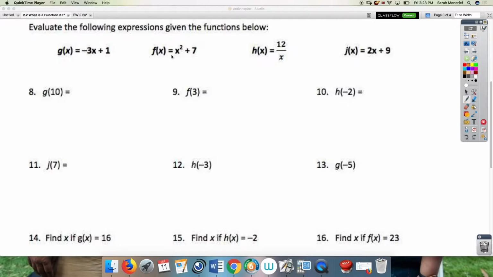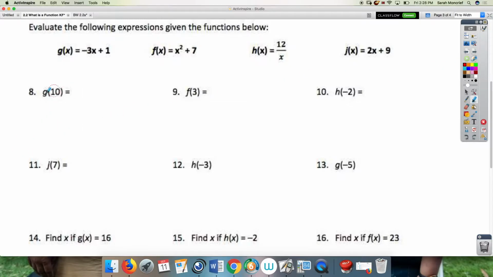Now, looking at 8, it says g of 10. Which of these functions, the first one, the second one, the third one, or the fourth one, do we need to use? We're going to use the first one. Why did you pick the first one, Jordan? Because it's a G outside and the input should be a 10. Right.